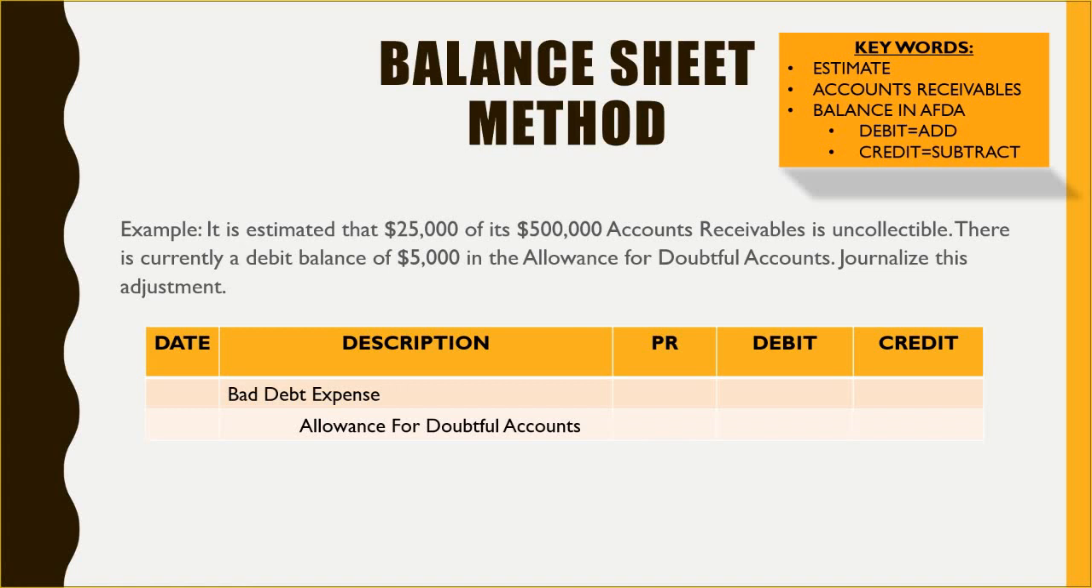Now, why is that? Because we've already established the key rule that your allowance for doubtful accounts has a credit balance. The estimated amount is going to be your ending balance in your allowance for doubtful accounts. So if you currently have a debit balance there, you need to backtrack all the way to the point where you have that ending credit balance of 25,000. So why is this called the balance sheet method?